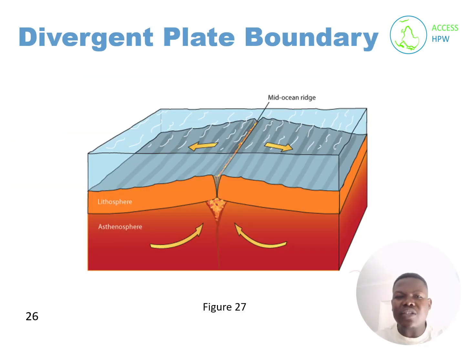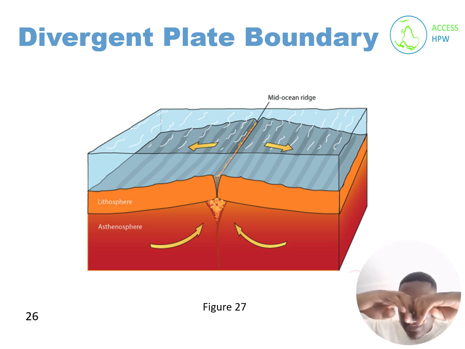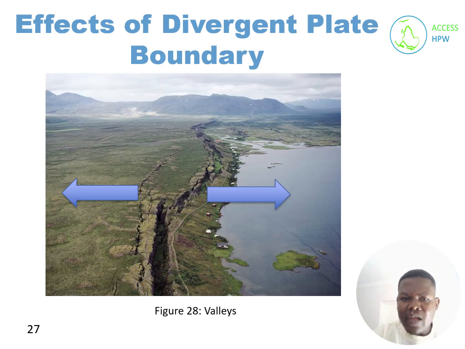So now let's look into divergent plate boundaries. Like I said, with divergent plate boundaries, this is when two plates are moving away from each other. A very good example of this is the valleys. Valleys form when plates are splitting into two or moving away from each other. So if you check in figure 28, this one is moving this side, the other one is moving this side, and it creates a split in between, which we call the what? The valleys.